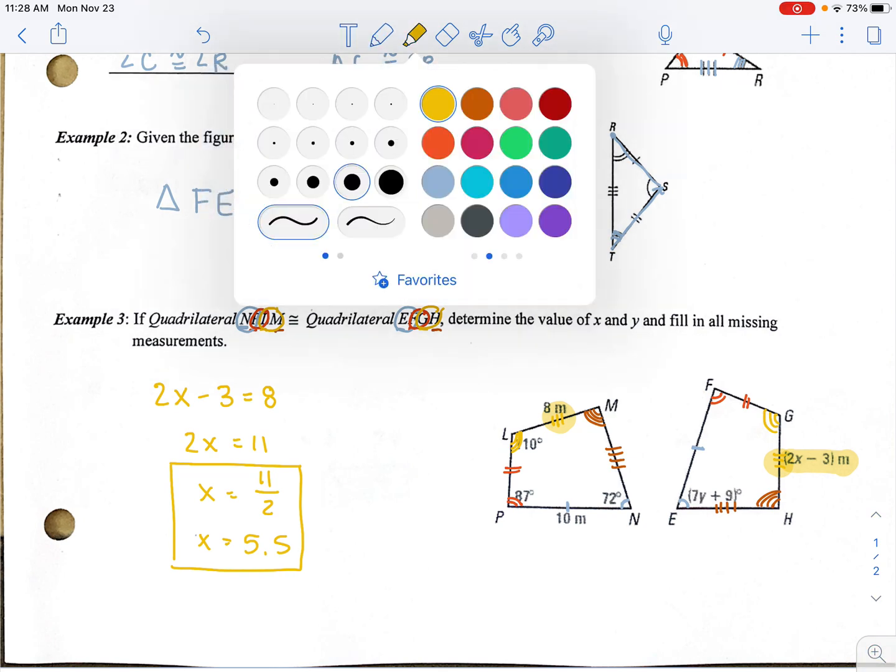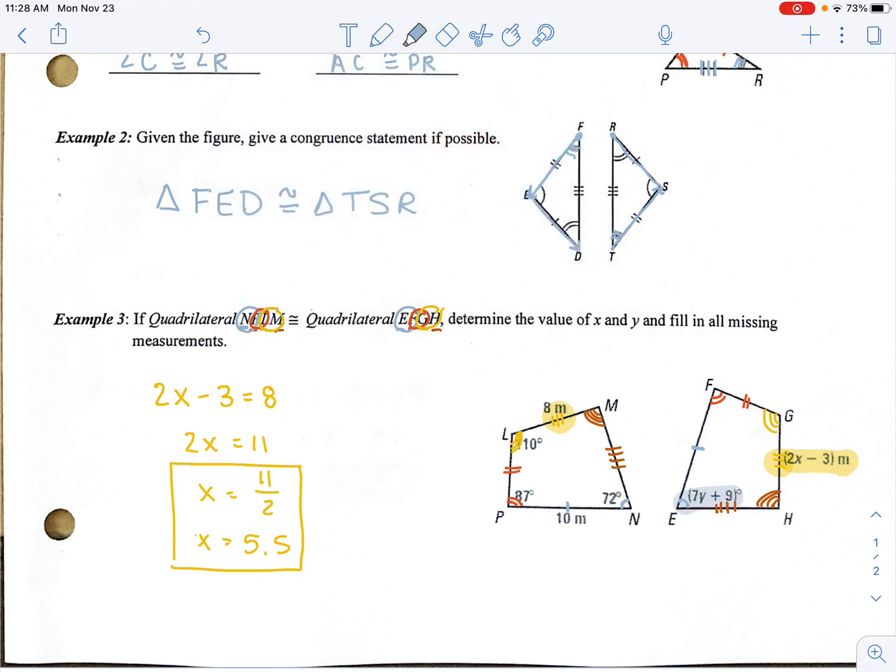All right, the next one we have to find is y. Y is right here in angle E. It's 7y plus 9 equals, all right, that is angle E. That has the one swoosh mark. Over here, the angle that corresponds with that is angle N, which is 72. So I put in 72. I'm going to subtract 9 from both sides, so I get 7y equals 63. Divide by 7, and I get y equals 9. So we found X and Y.